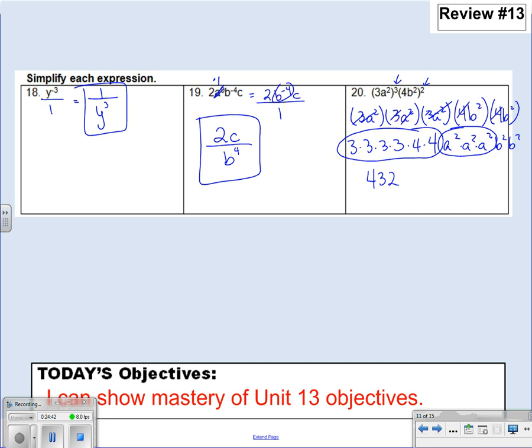A's have the same base. We can add their exponents, so this will be a to the 6. B's have the same base. We can add their exponents. 2 plus 2 is 4.